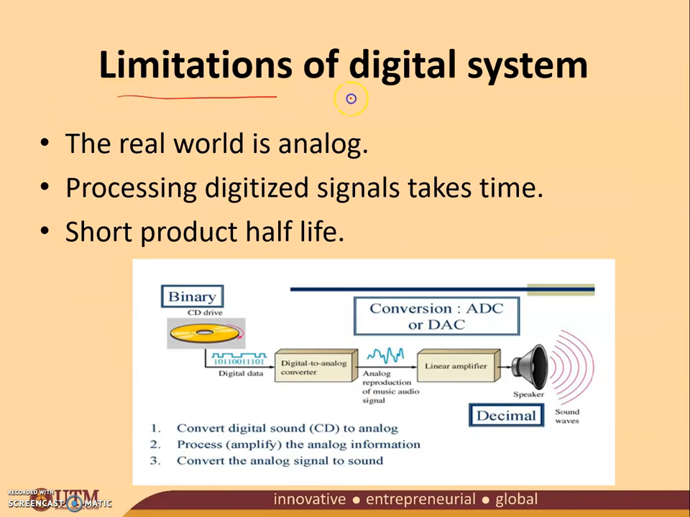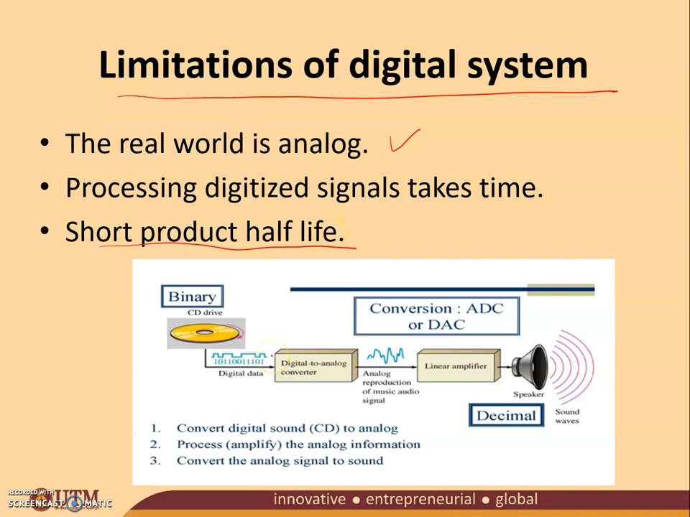The limitation of the digital system is that the real world is analog, so it is not really able to represent it accurately as what is in the real world, because it is digital. And remember that we take values to represent it in 1 or 0 form, for example. Processing digitized signals takes time and has a short product half-life.